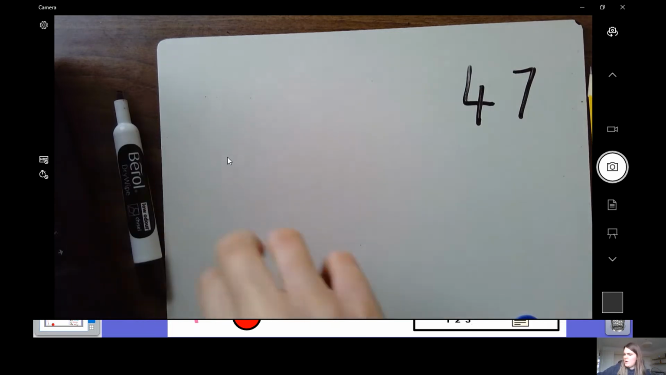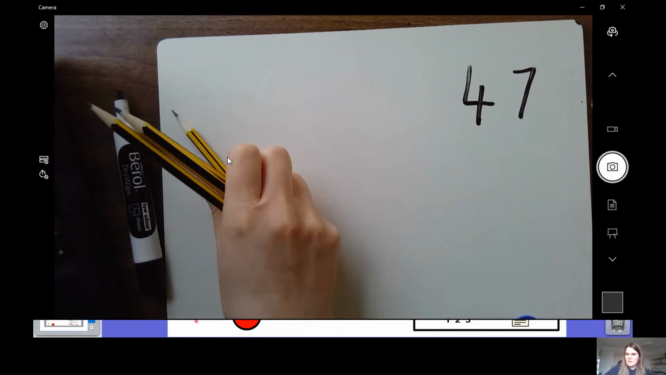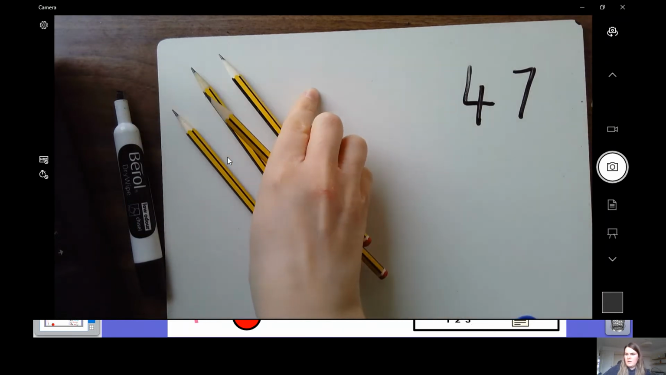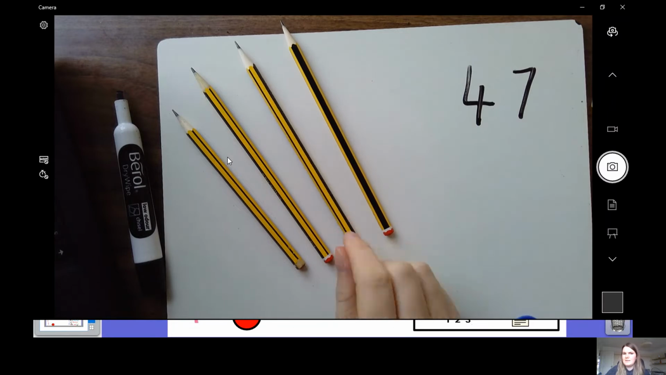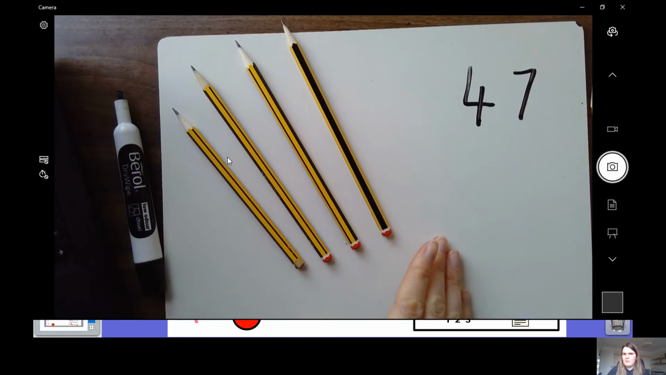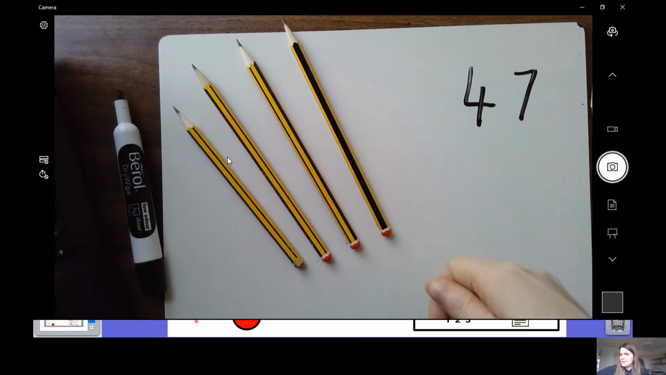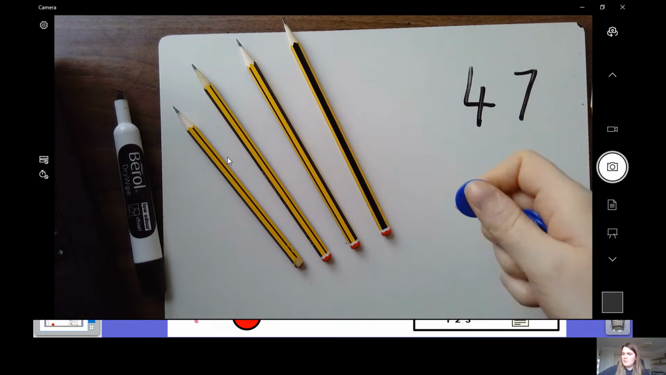Okay, so how many 10s do I need for 40? 4. Very good. 1, 2, 3, 4. We can count in our 10s to double check. 10, 20, 30, 40. Very good. Have I made 47? Not yet, because I need my 1s. How many 1s do I need? 7. Okay, I'm going to put down 7.